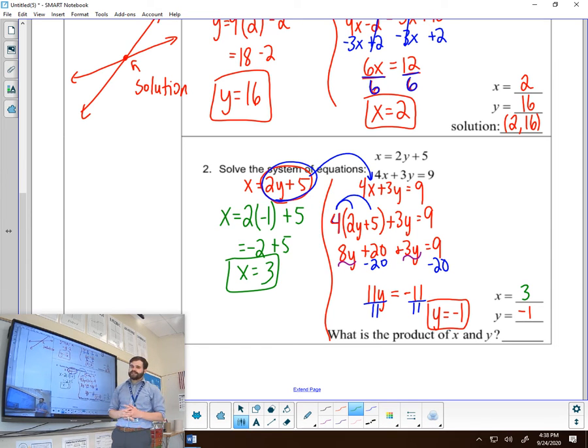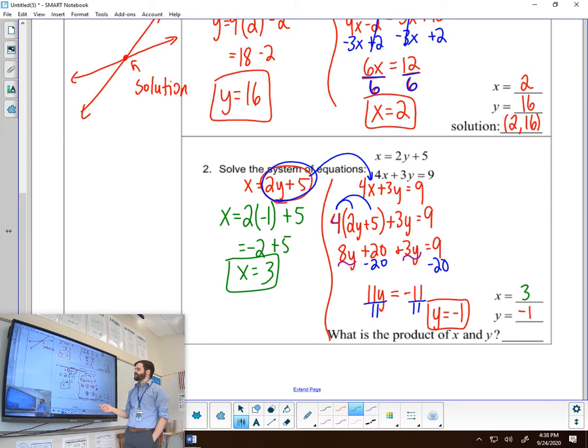Now, it's always a good idea to take both of my answers and make sure they make sense in my original equation. So I would take y equals negative 1, plug that in, plug 3 in, and see if it makes sense. Let's check it real quick. If I plug 3 in for x and negative 1 for y, 2 times negative 1 is negative 2. Negative 2 plus 5 is 3. Hey, it matches up. It's equal. So that's going to be true.